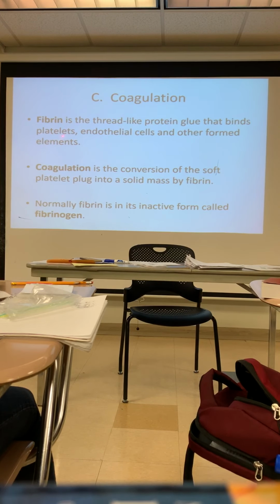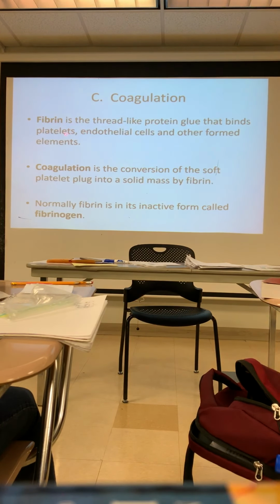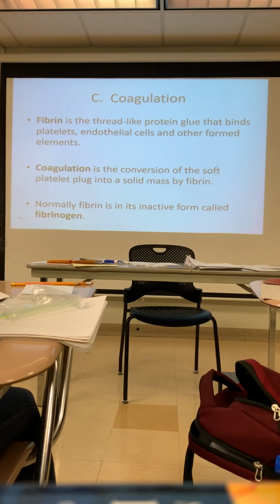Okay. So fibrin is a thread-like protein that glues the platelets. It's the compression of the soft platelet plug coming from the Willebrand factor, and then it becomes a solid mass. So before the fibrin, the platelet plug is soft. It becomes hardened because of fibrin. So let's say this fibrin is the one that makes the groove into the platelets.